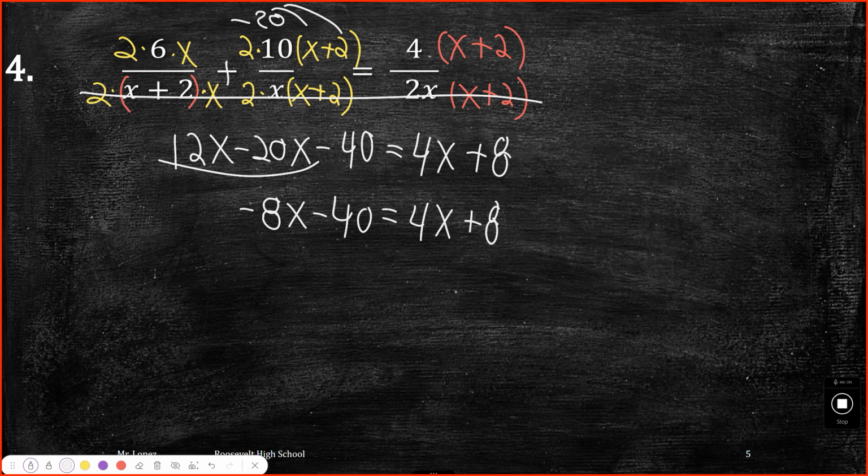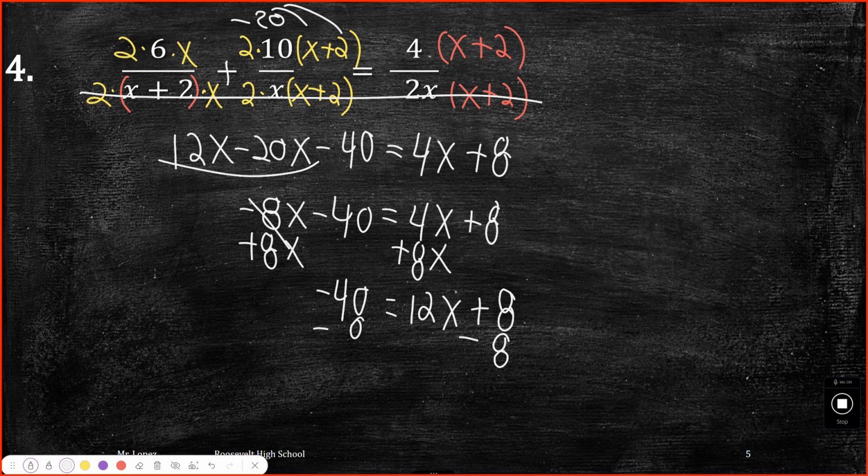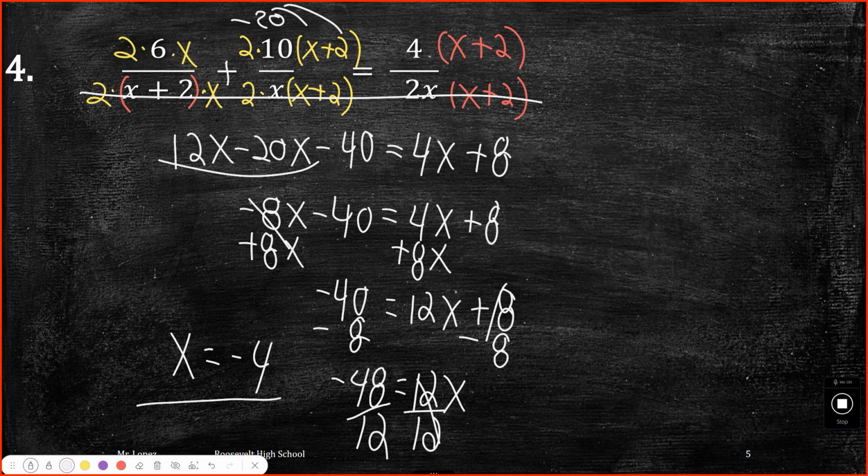Probably move this negative 8x over to the other side, no? Yes? Plus 8x. I'm going step by step. We could just kind of quickly finish it, but let's go step by step. What's next? Negative 40 and negative 8. Negative 48 equals what? 12x. Divided by 12, and x equals what? Negative 4. And we're done.